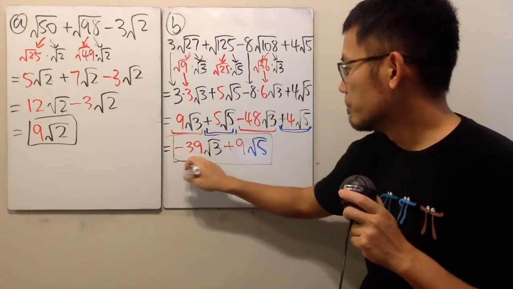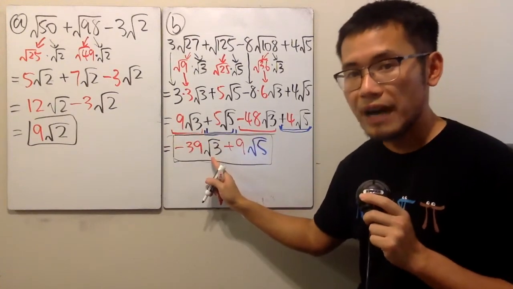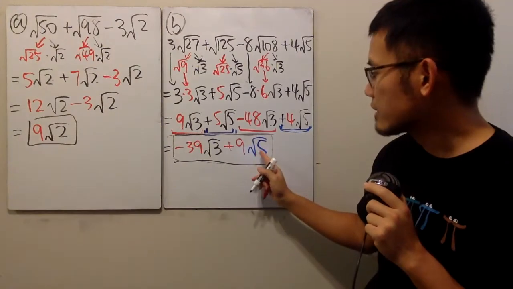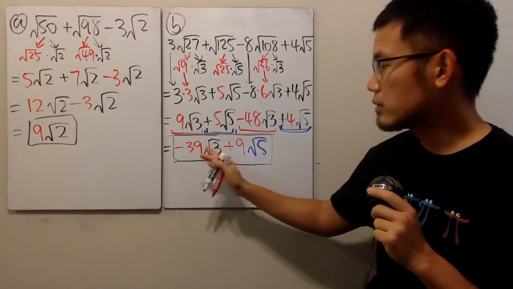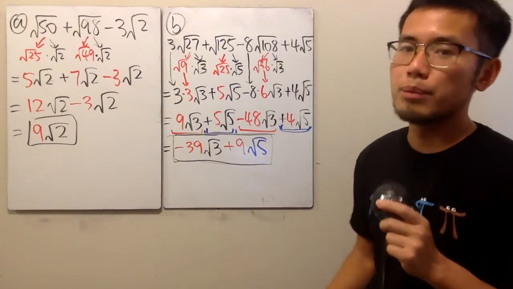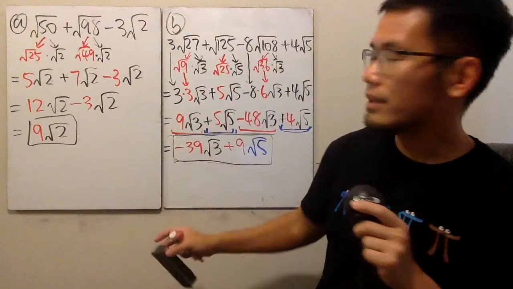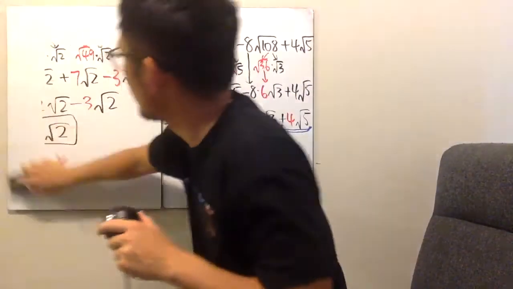You see, because the first one has the square root of 5. The second one has the square root of 5, right? This is the square root of 3 and this is the square root of 5. They are different square roots, so we cannot proceed anymore. We'll just leave it like that, right? So these are the first two questions, and then we'll continue right here.